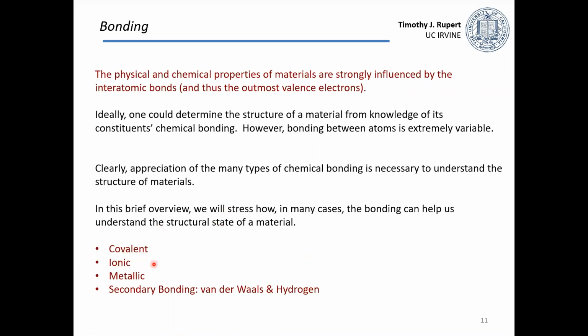In one case, we're giving up an electron. In the other case, we are sharing electrons. Metallic bonding is when we have a metallic sea. And then we also want to point out that those aren't the only types of bonding. So we will have some secondary bonding. Really what this means is it's weaker, things like van der Waals and hydrogen bonds. And we'll go through these one by one.